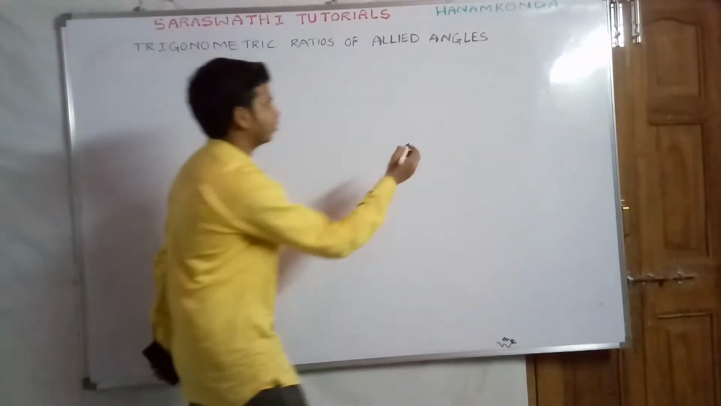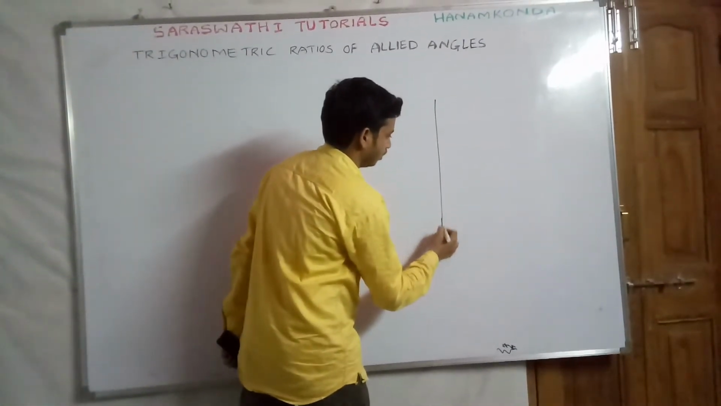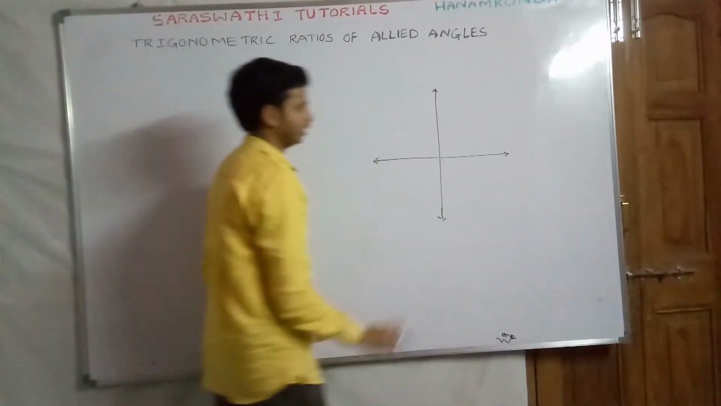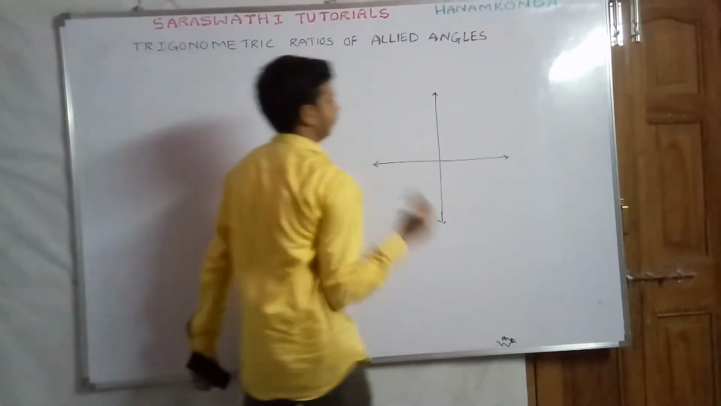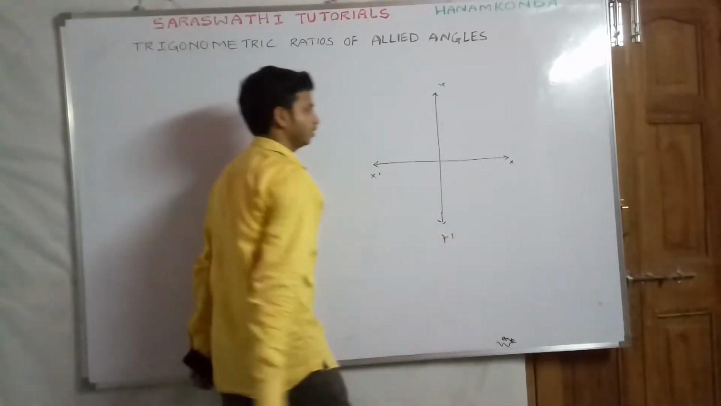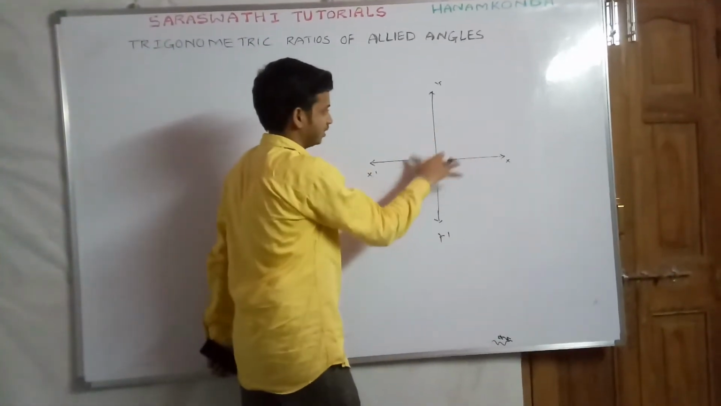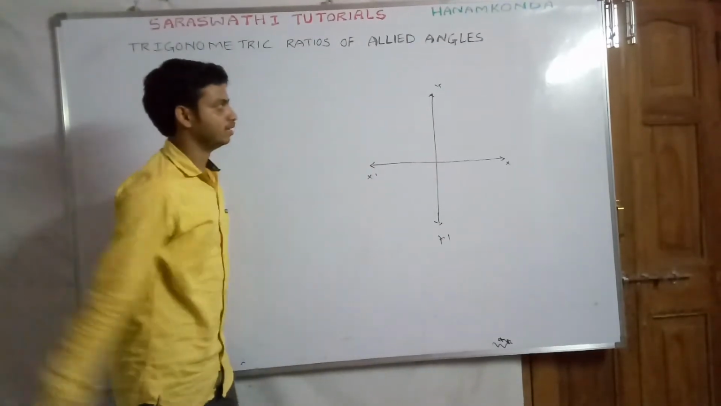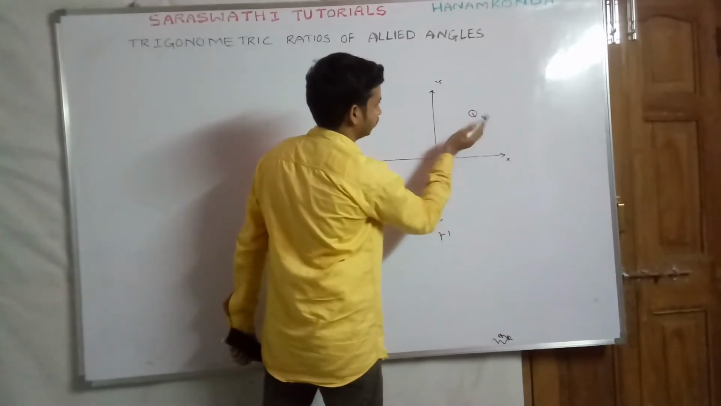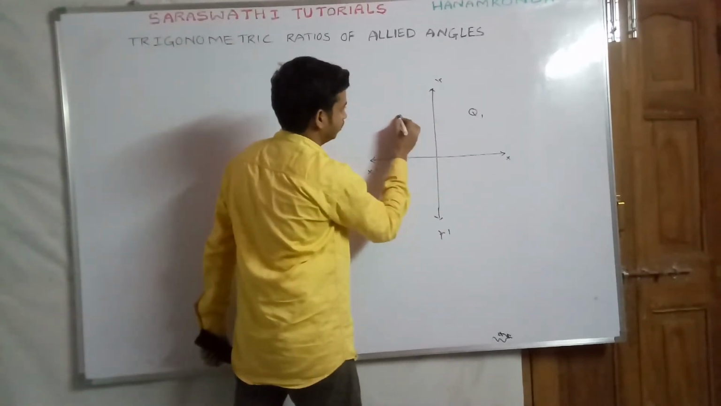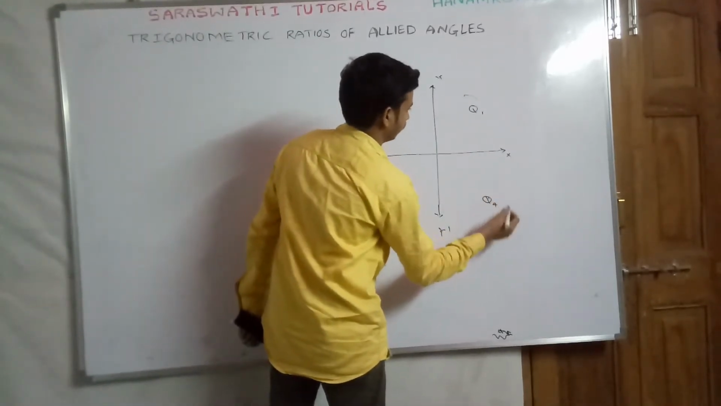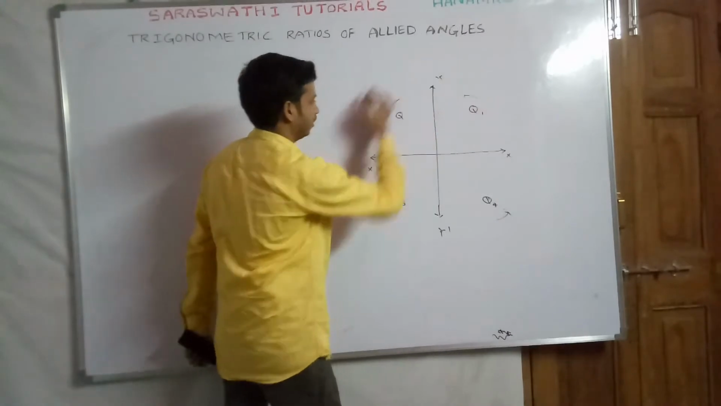Let us consider a coordinate system. Here the horizontal line is the x-axis and the vertical line is the y-axis, x dash and y dash. These two lines divide the coordinate system into four quadrants, taken in anti-clockwise order: quadrant 1, quadrant 2, quadrant 3, quadrant 4.